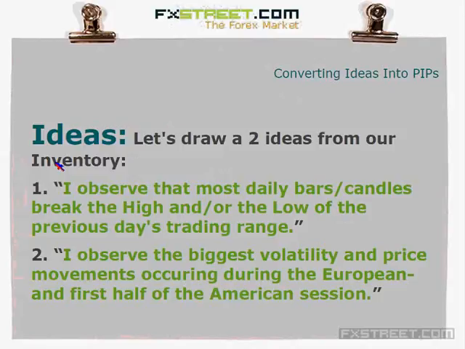Okay. So basically, let's take two ideas from our inventory. Let's imagine we have a list of ideas and observations that we continuously feed with new things. An inventory is a living part of our trading plan. It's something that we are currently writing and deleting. So it's really a living part of it. And let's take just two very basic ideas. The first one being, I observe that most daily bars, candles, break the high and or the low of the previous day trading range. Very basic, something very obvious.